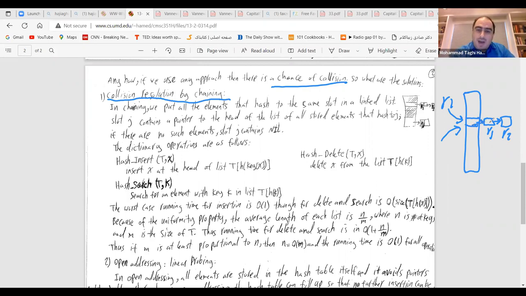As long as you have this kind of linked list, you don't lose anything. When we hash R1, we compute the hash function and insert R1 here. There is a key that we are inserting, so both the key and the value should be kept in R1. Then you have R2, the second element, and you have a linked list out of it. In this way, we make sure that we are not losing any element.